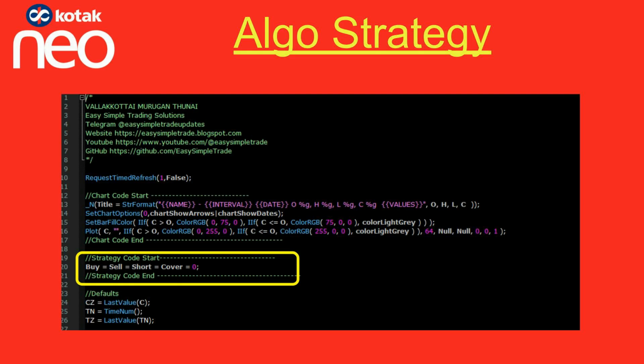For algo trading, replace the line where buy, sell, short, cover are set to 0 with your own strategy code. Make sure your strategy is properly coded for buy, sell, short, cover.